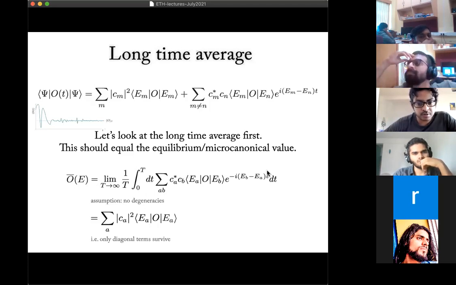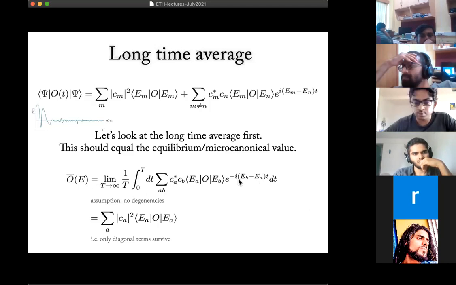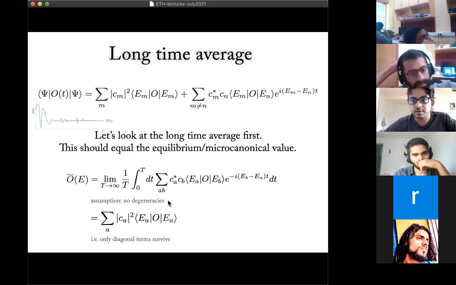So once you do this integral, these phases are not going to contribute in the long time average. This is the stationary phase approximation, and eventually what you are going to end up with is that just the diagonal terms survive. So the long time average is given by the diagonal contribution only, which is this.